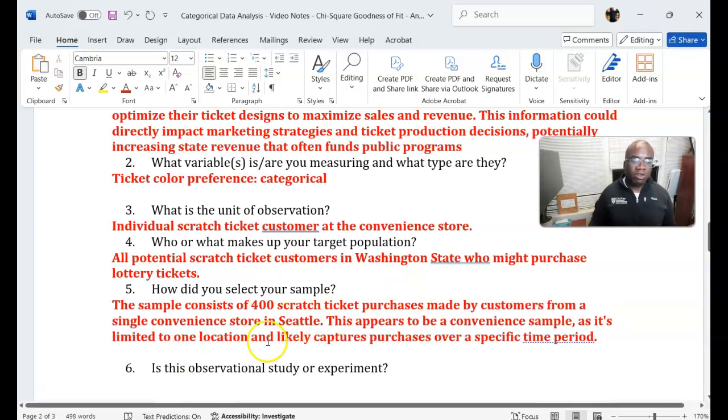Customers from a single convenience store in Seattle. Again, it's a single. Okay. This appears to be a convenience sample, right? Because it's only that one location. But it is what it is if you only have access to that information. You should at least note it. That's why I asked this question, so you can at least note that it is a convenience sample.